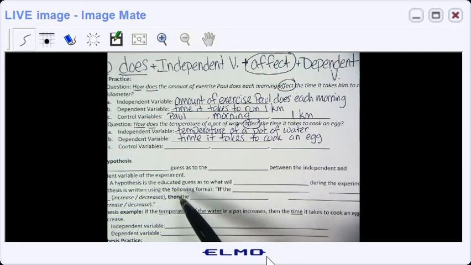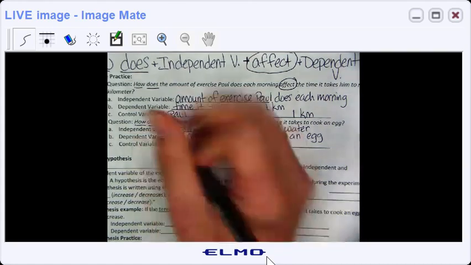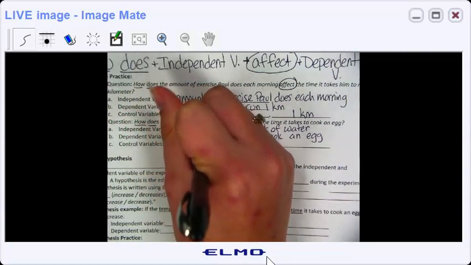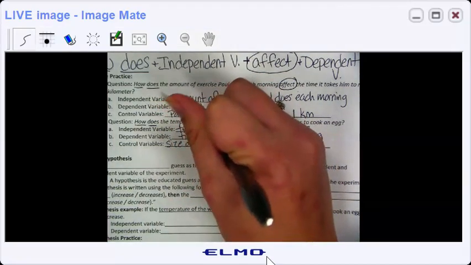Do you think a different size pot might be changing if your pot is super small compared to if you have like a huge pot? Do you think that'll change how long it takes for the temperature of the water to increase? So I'm going to say the size of the pot. Think about what else. What if you have an overflowing pot compared to only 1 cup of water? So the amount of water you should probably keep the same.